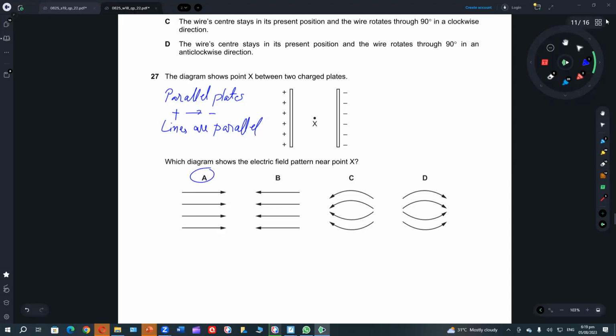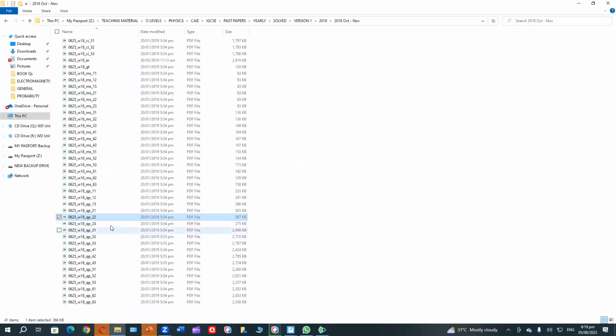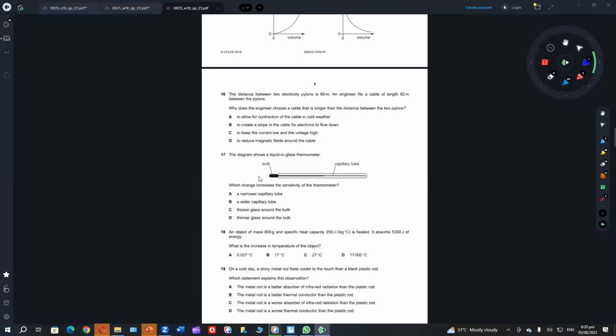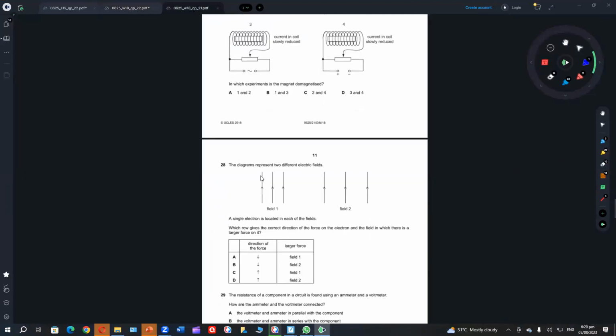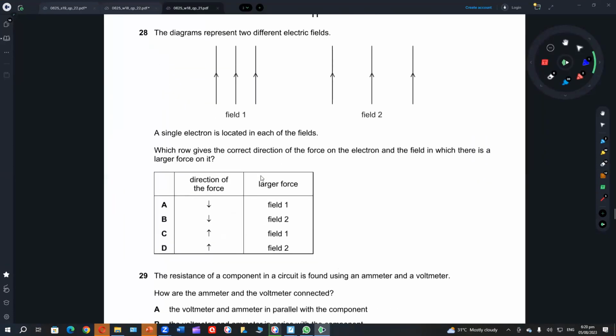Okay, now look for another question for me. Okay, sir. Next question is October-November 2018, paper 21, question 28. Yes. The diagram represents two different electric fields. A single electron is located in each of the fields. Which row gives the correct direction of the force on the electron and the field in which there is a larger force on it?